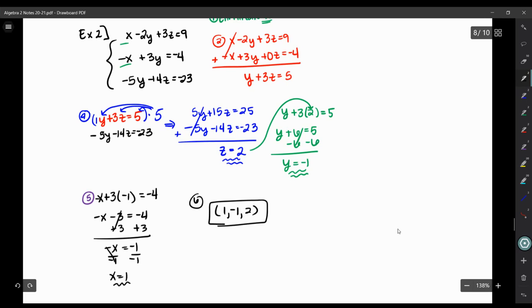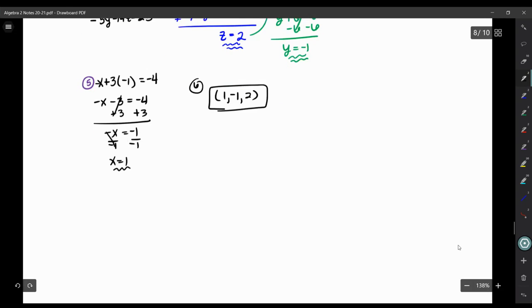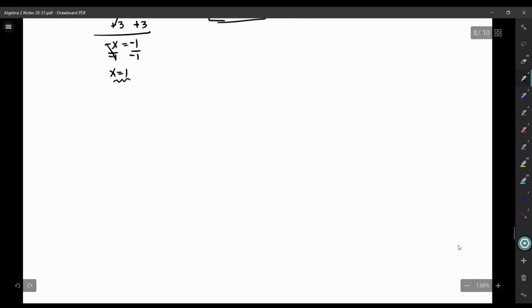Not every problem requires every step. Let's look at example 3. So you guys are going to try this example 3 on your own.